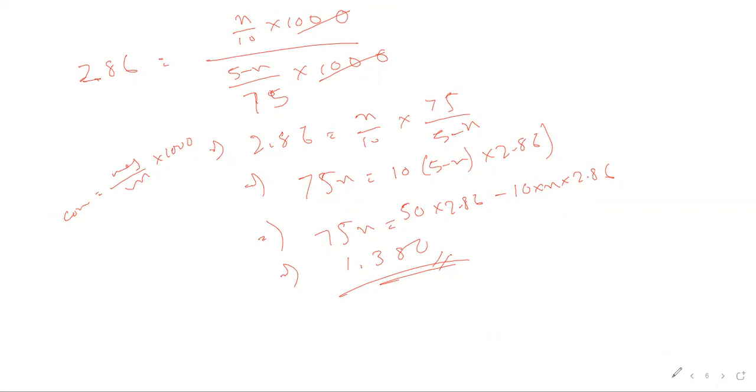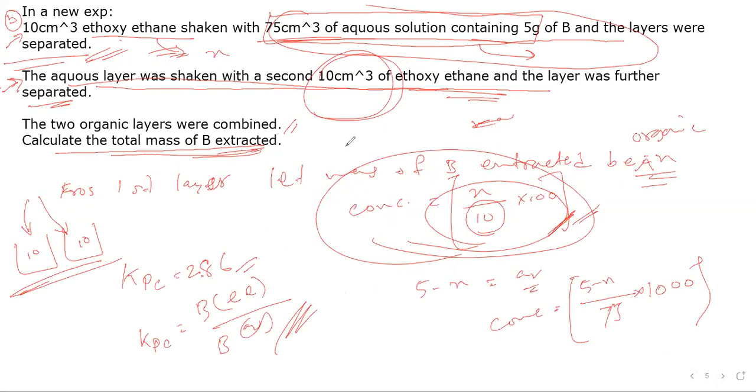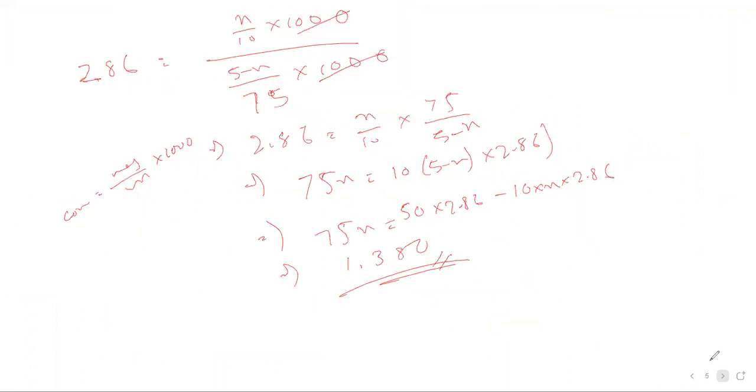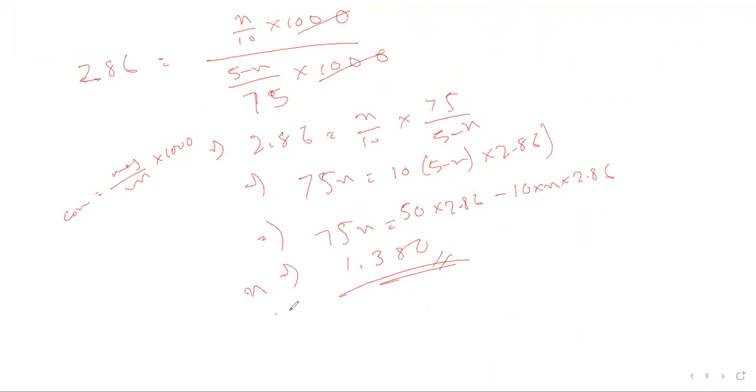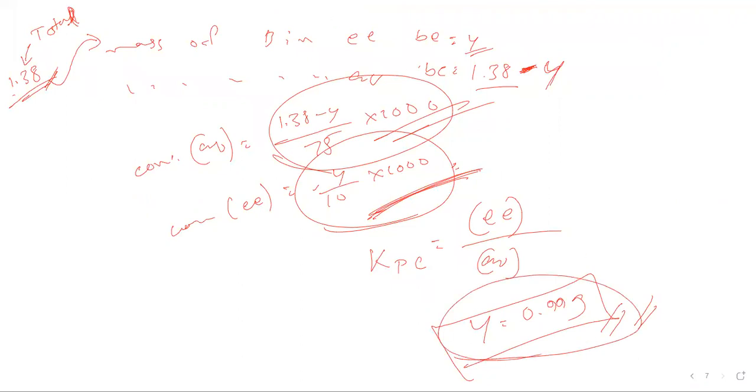So that means the layer from the first portion and the layer from the second were combined, to find the value for the total organic compound which could be extracted. The X value we're getting in the first layer is 1.38, and in the second layer 0.99 gram.